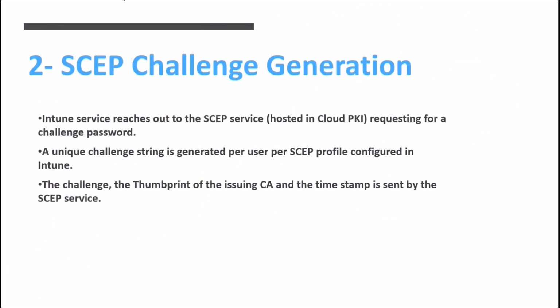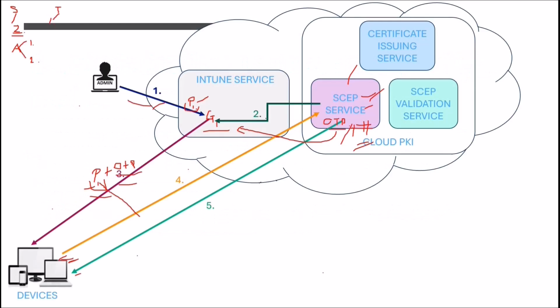Okay, all right. What was step 2? Step 2 is SCEP challenge generation. In this case, the Intune service is going to reach out to the SCEP service, which is hosted in Cloud PKI, and request a challenge password. A unique challenge string or an OTP is generated per user per SCEP profile configured in Intune, and along with the challenge, the thumbprint of the issuing CA and the timestamp are also sent. So in step 2, the Intune service reaches out to the SCEP service and requests a challenge or an OTP.